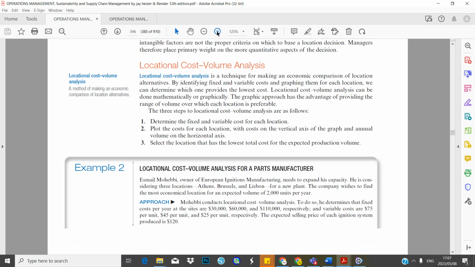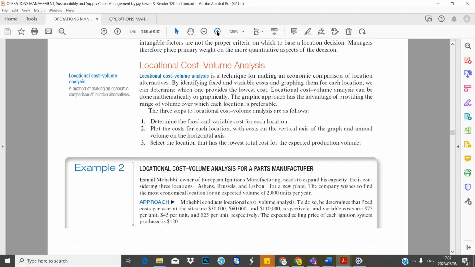The cost volume analysis is not about the factors anymore, but about knowing how many units I'm going to produce as a company and how much it is going to cost me. So it's a method that balances the production and the cost. That's why it's called cost volume.